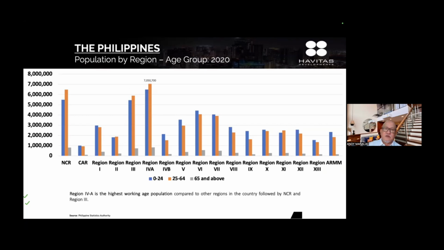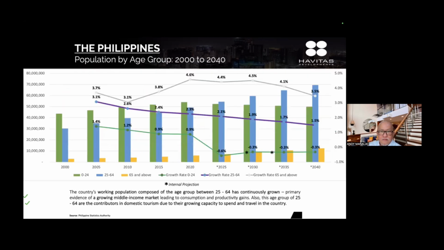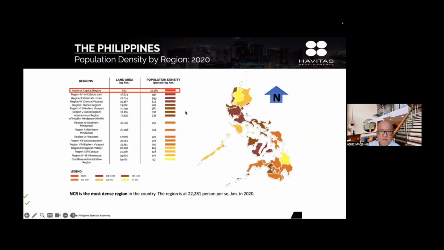These are the people who have jobs, who are productive, who are contributing, who can buy those properties. So there's your market. That age, that's the fastest growing age in those areas. Again, NCR 3, 4A, 6, 7, 10, 11. See, also by age groups. So this explains why these are the most dense regions.